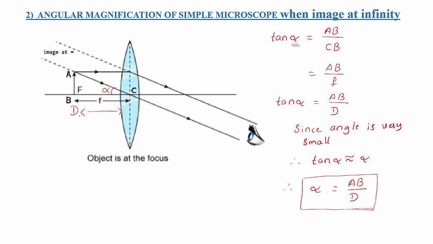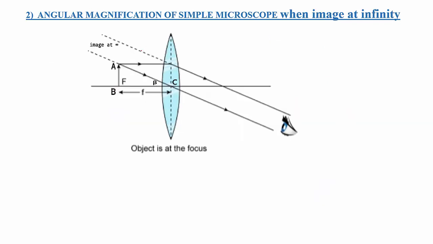Now we have to calculate the value of beta. See here, the image is formed at infinity, so it is very difficult to get the value of beta. Beta is the visual angle subtended by the image, and now the image is at infinity. So whenever you are going to find the value of tan beta, the opposite side is formed at infinity, so it is very difficult to write the opposite side as well as the adjacent side. That means the value of tan beta.